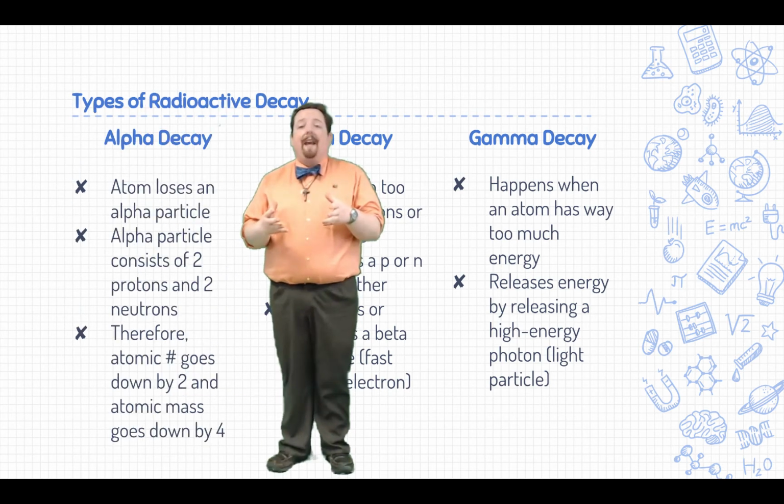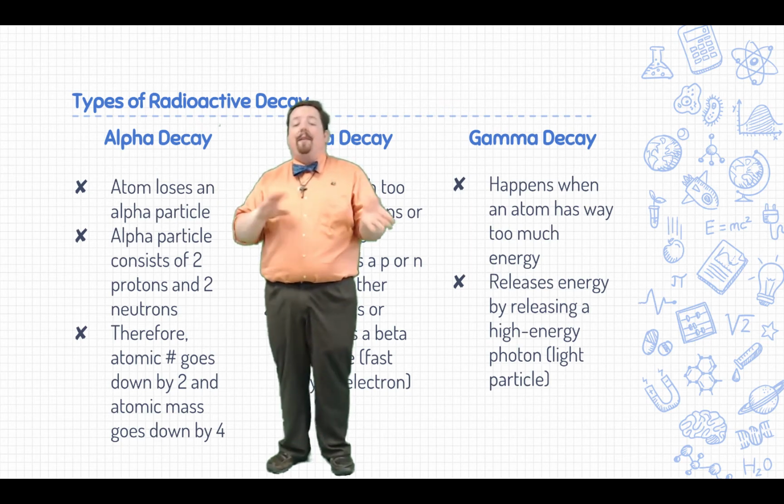In alpha decay, the atom loses an alpha particle, which consists of two protons and two neutrons. That's just a helium atom without any electrons.